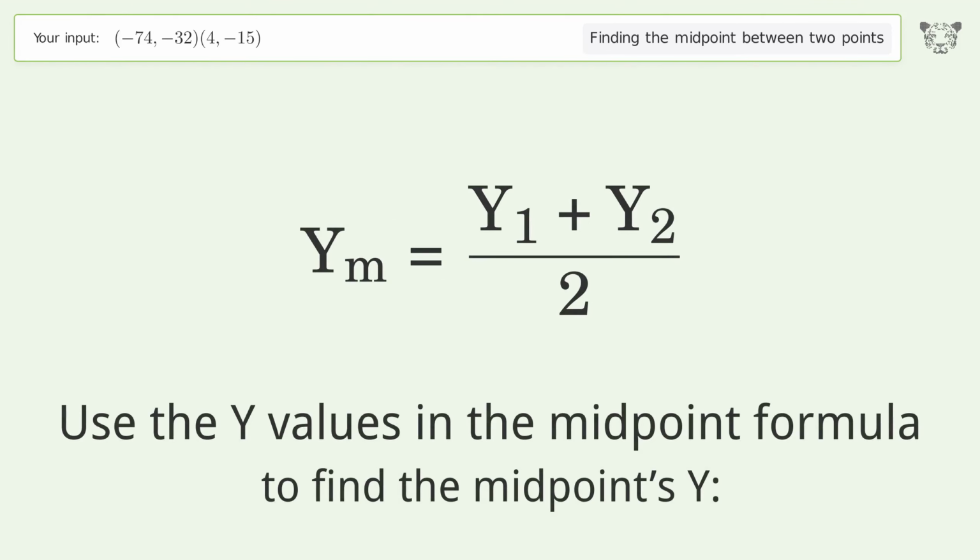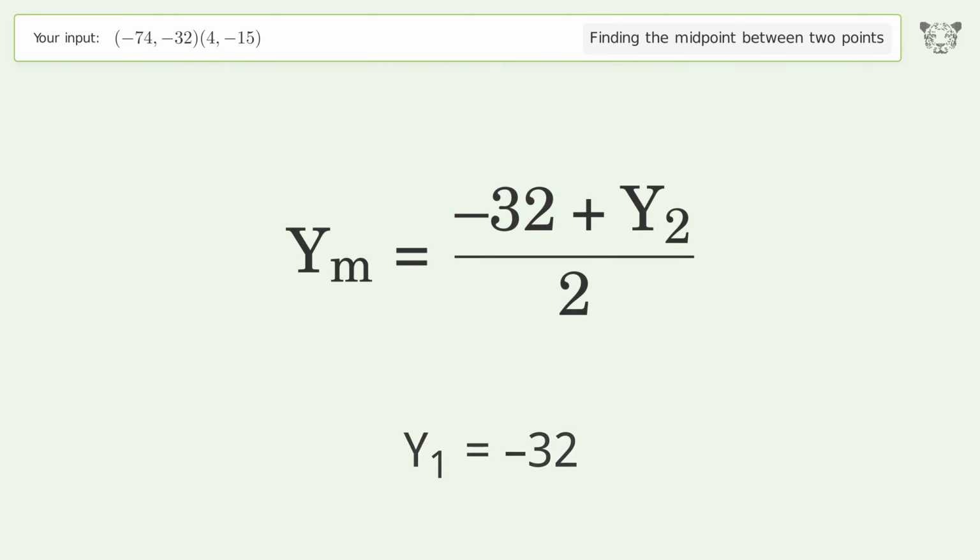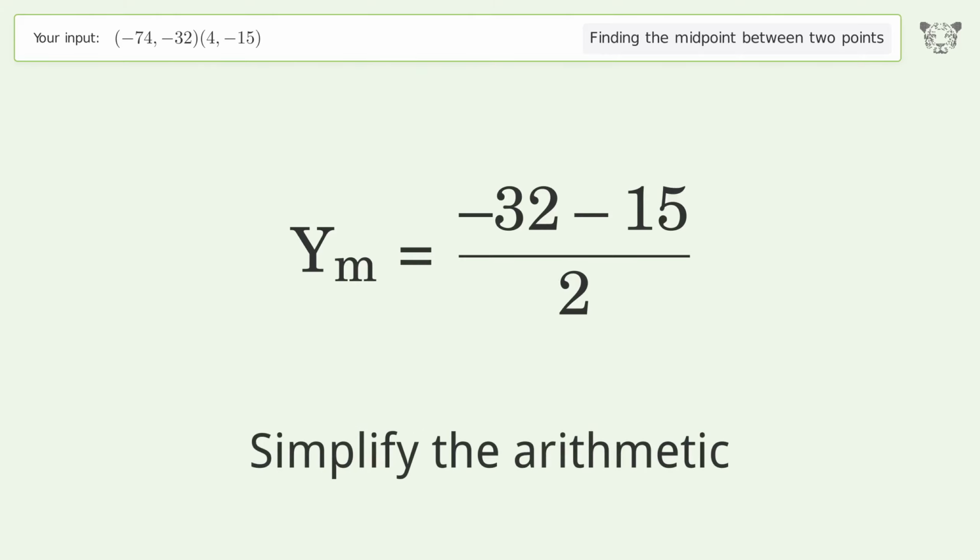Use the y values in the midpoint formula to find the midpoint's y. y1 equals -32. y2 equals -15. Simplify the arithmetic.